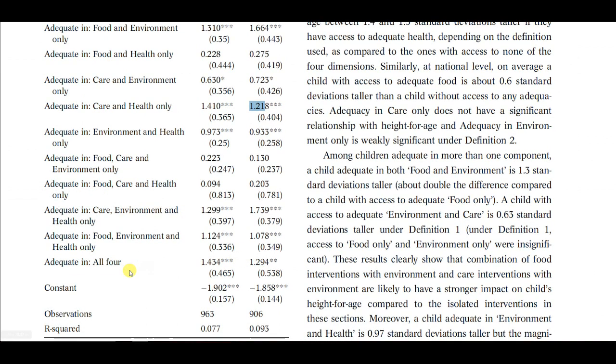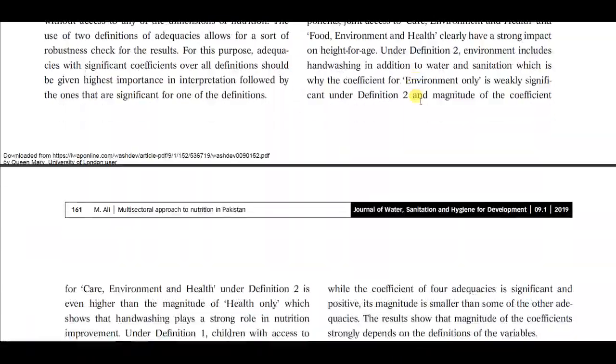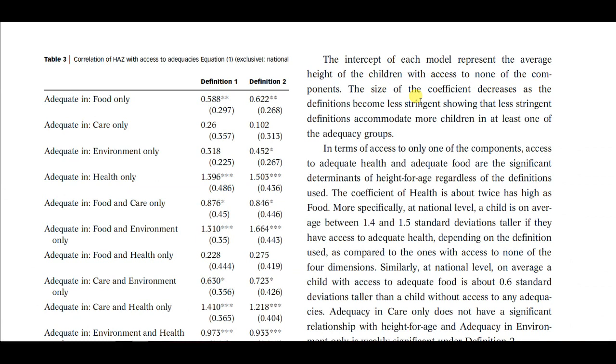And the ones who are adequate in all four also have high significance and a positive sign, meaning that if your child is adequate in all four dimensions, he is likely to be taller. So it does have an impact on the child's height. The rest is the explanation of all that. You can read this paper as well to get more insights. The idea is that to improve child's height, to reduce stunting, the interventions should not be focused on one of the dimensions. We need a multisectoral approach to tackle stunting. So that is the point behind this study.